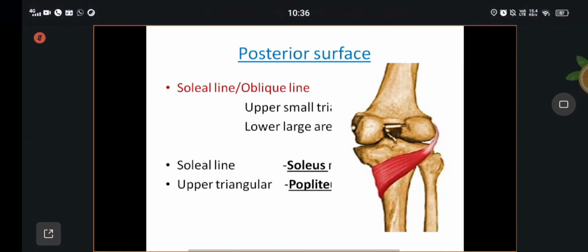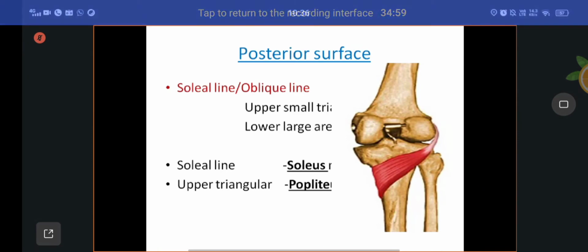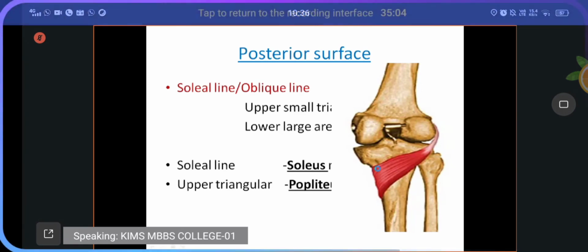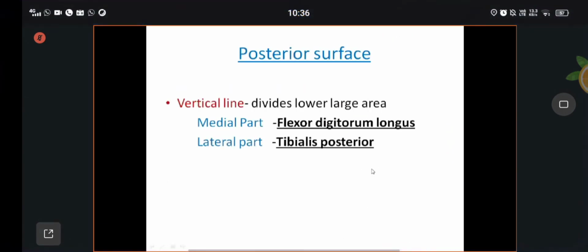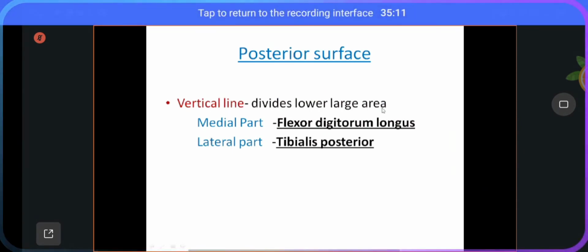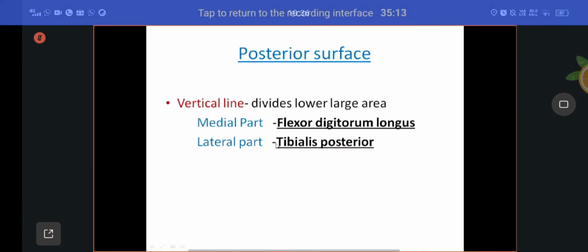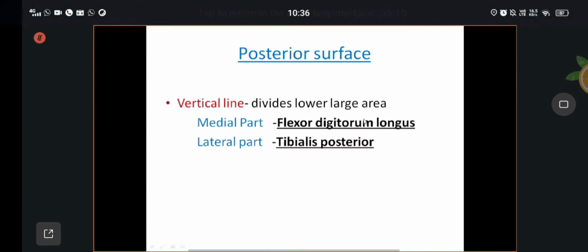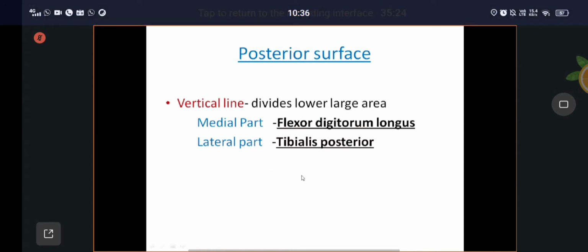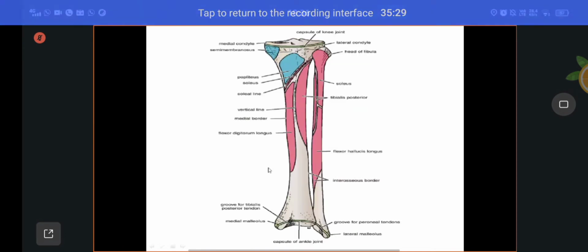The soleal line gives origin to the soleus muscle. Once again, I'm telling you, this is the peripheral heart. With contraction of this muscle, the blood flow in the veins is maintained. And this vertical line divides the lower larger area into medial part and lateral part. The medial part gives origin to the flexor digitorum longus, and the lateral part gives origin to the tibialis posterior.